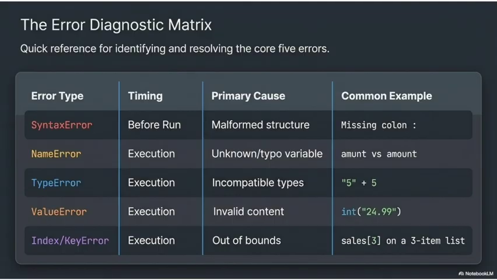NameError happens during execution, caused by an unknown or typoed variable name. Check your spellings. TypeError happens during execution, caused by incompatible types. Convert to matching types. ValueError happens during execution, caused by invalid content in a type conversion. Validate string content before converting. IndexError or KeyError happens during execution, caused by out-of-bounds access. Use .get() or check bounds first.